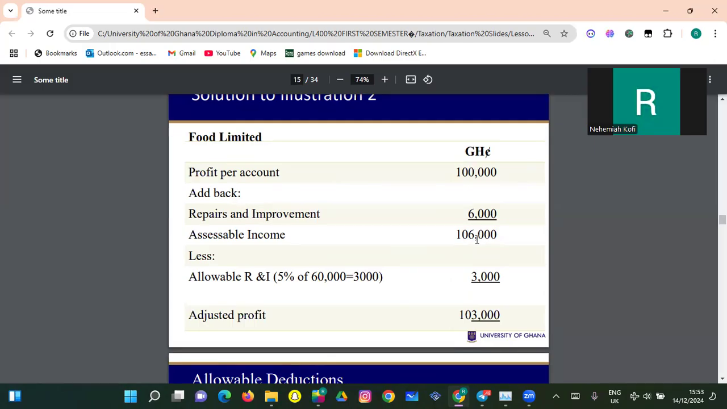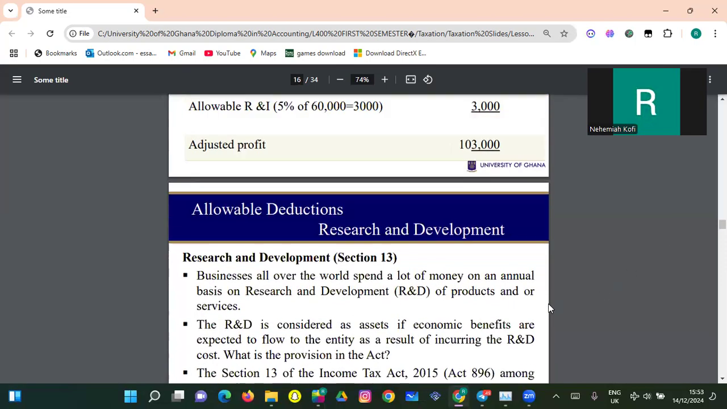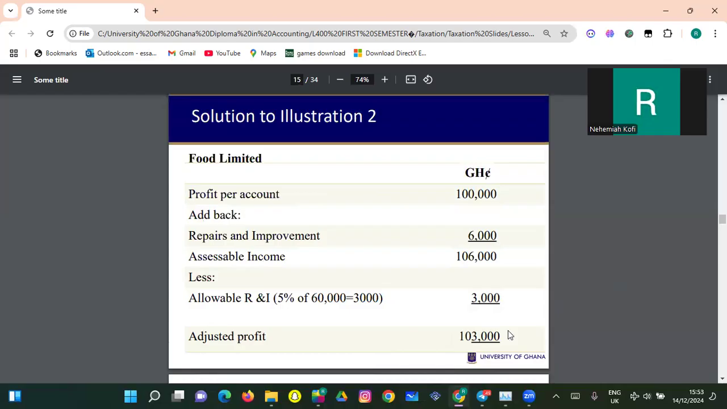106,000, sorry. Right. So now we find our allowable repairs and improvements, which is going to give us 3,000. That's what we are seeing here. Now our adjusted profit is going to be 103,000. So basically, this is what our adjusted profit is going to be, and this is what we are going to be taxed on.